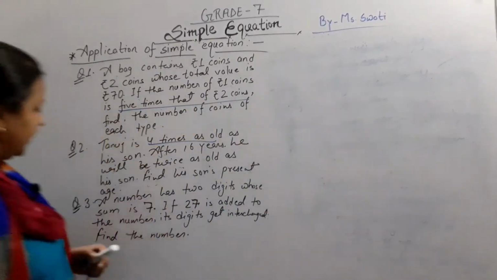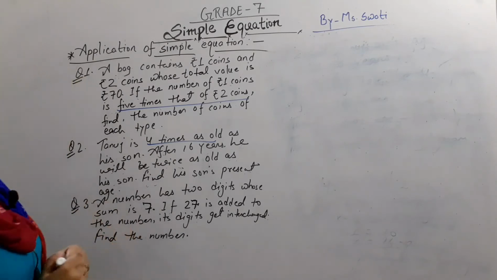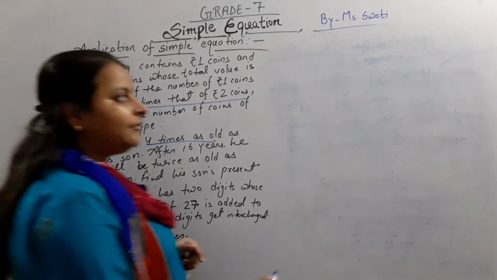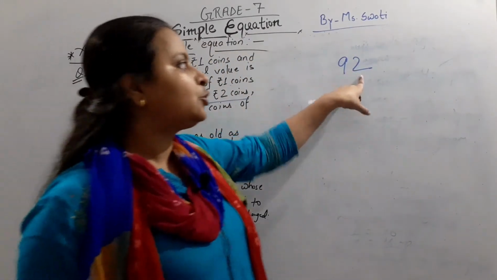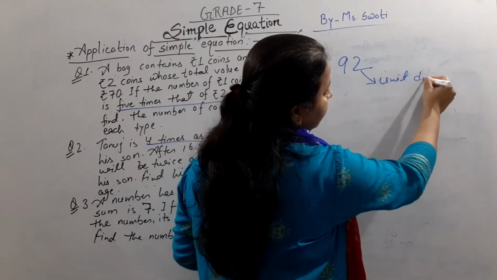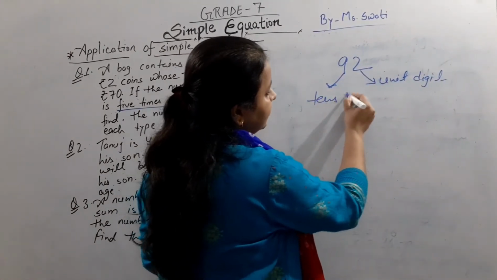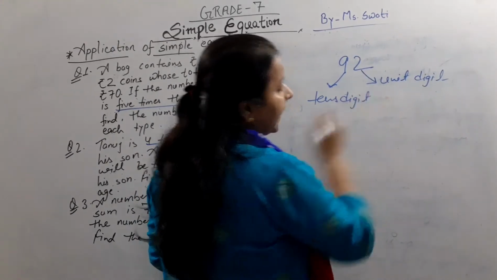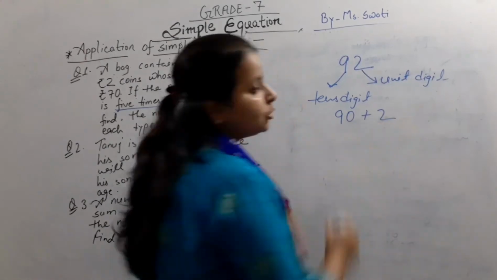The third question is, a number has 2 digits whose sum is 7. If we write a number 92, it has 2 digits. This digit is called the unit digit and this digit is called the tens digit. Okay? We can write 92 as 90 plus 2.